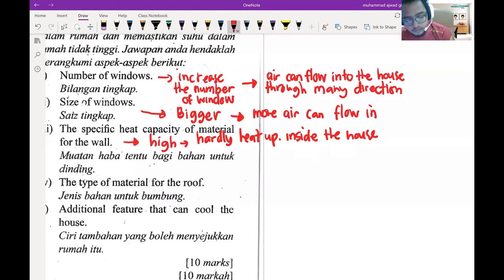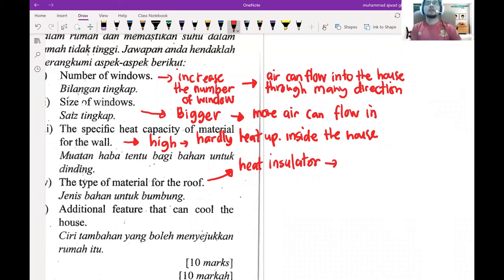Okay, the type of material for the roof. Okay, nak pakai apa? Heat insulator. Okay. Kalau orang pakai zinc, rumah yang pakai zinc, dia panas. Sebab zinc adalah heat absorber, dia serap. Okay, heat insulator macam contoh orang pakai yang keping-keping tu. Asbestos yang letak keping-keping tu, yang tu heat insulator.